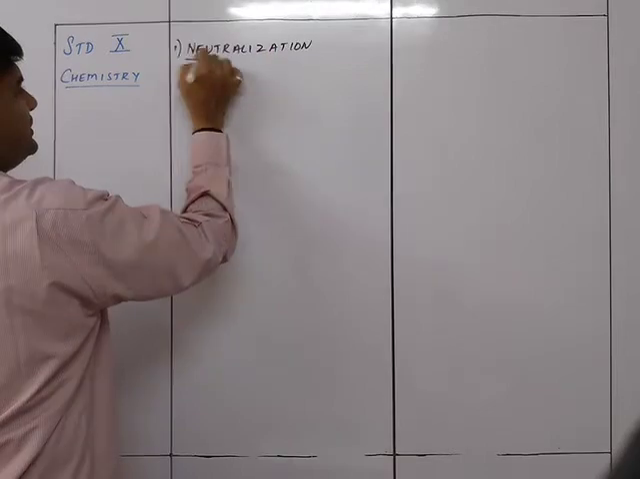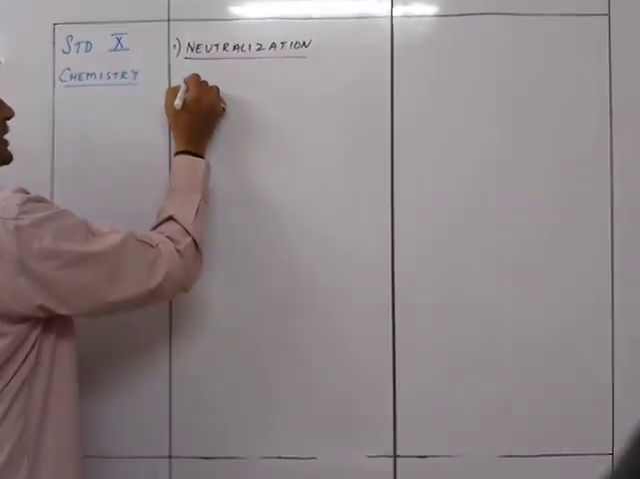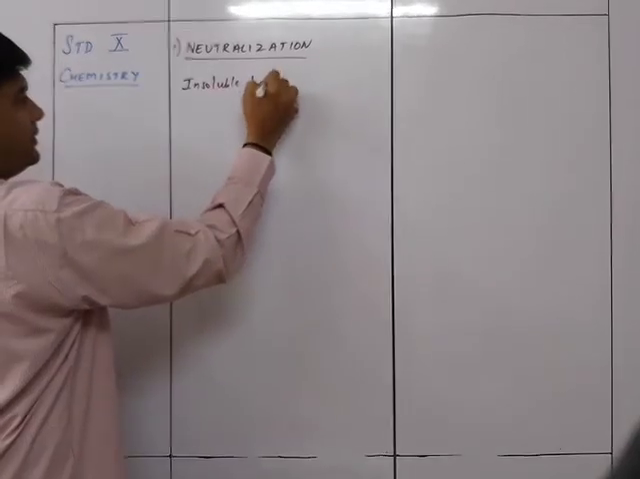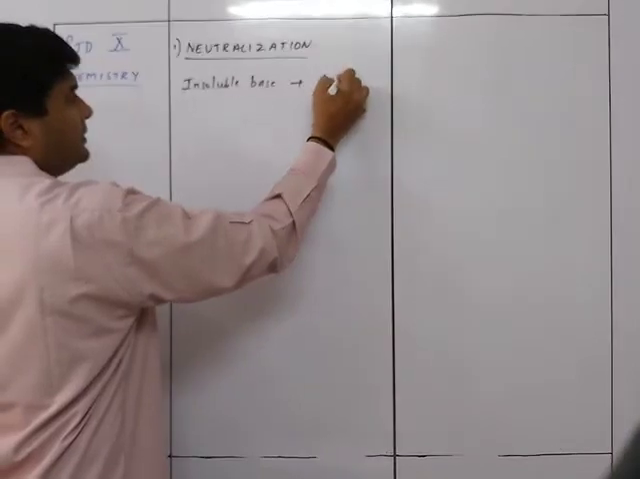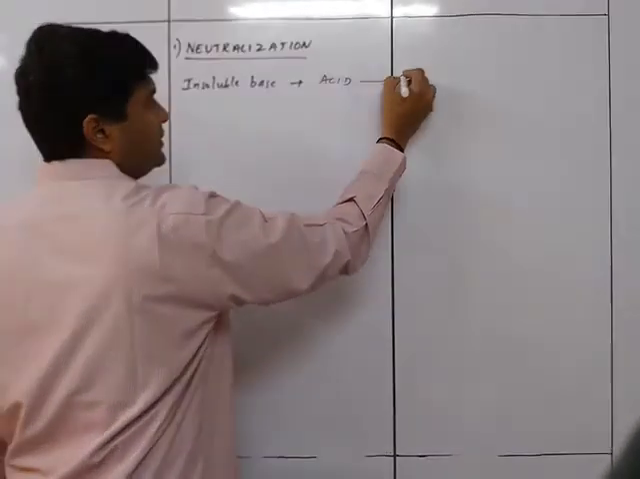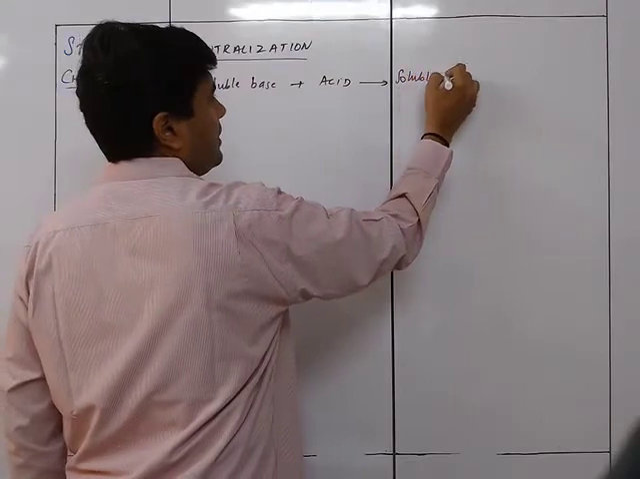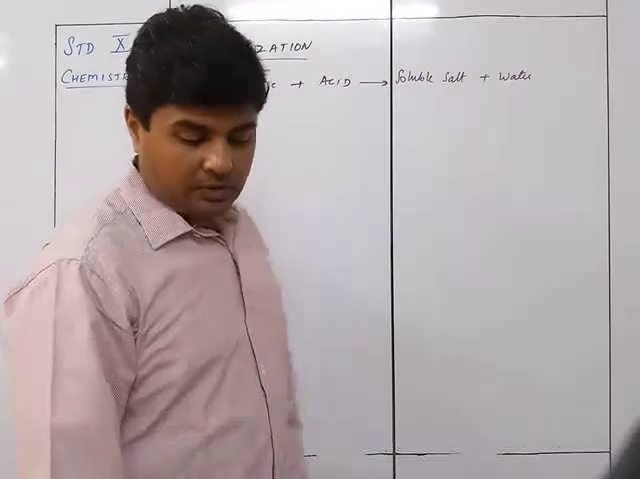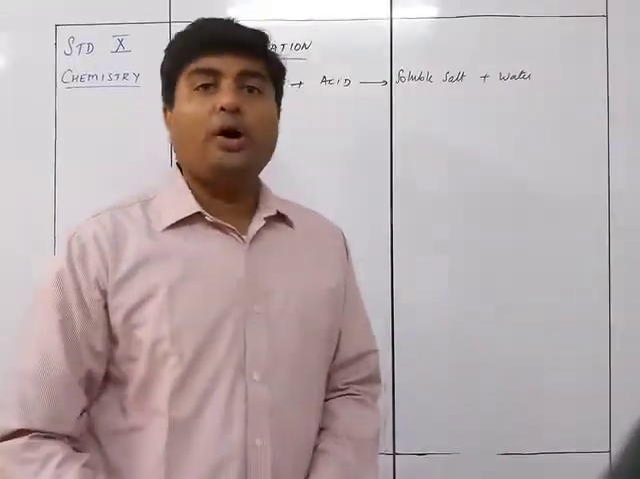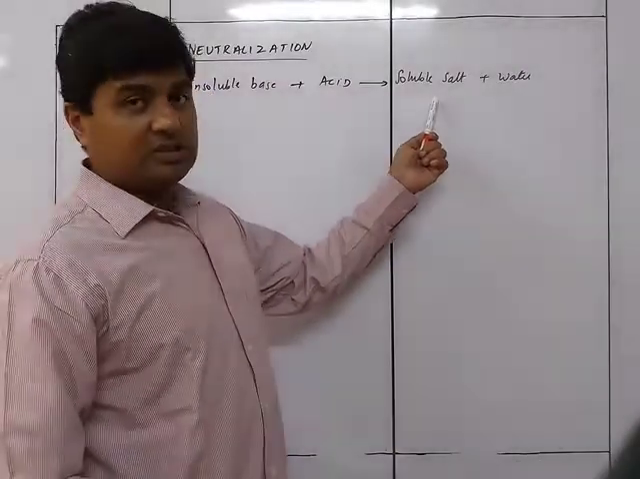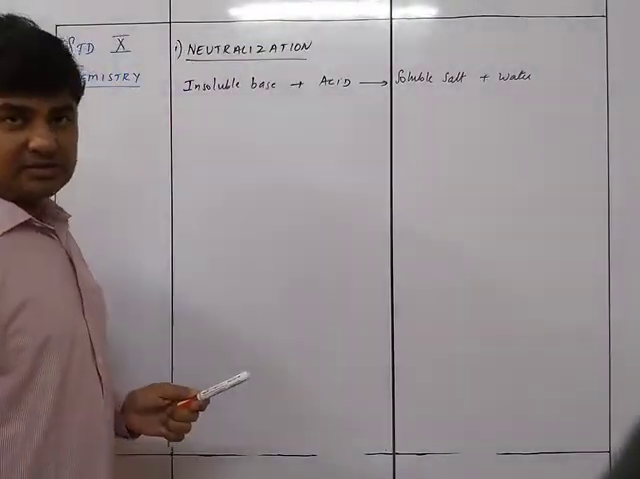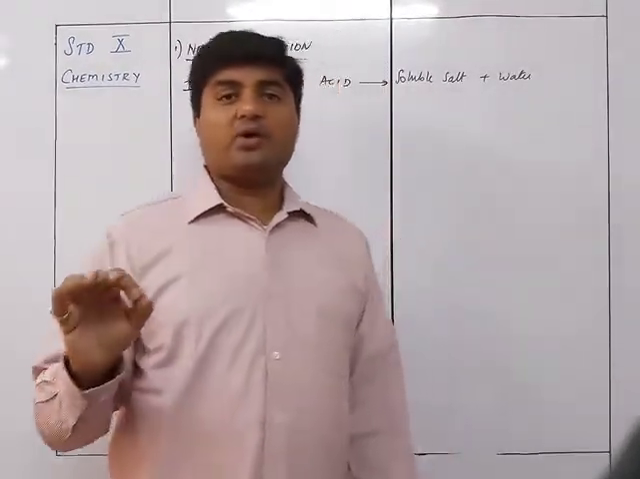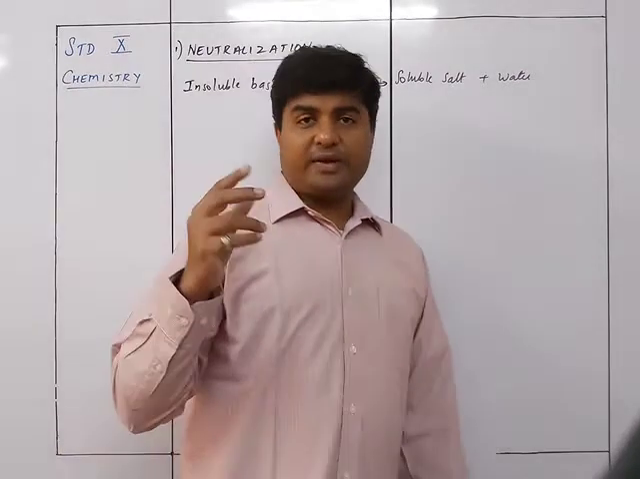In neutralization, the first kind is the one in which there is an insoluble base plus acid giving me a soluble salt plus water. So if I want to make soluble salts out of insoluble bases. Now what are insoluble bases? Pure bases, not alkalis. That means oxides and hydroxides of metals other than potassium and sodium.